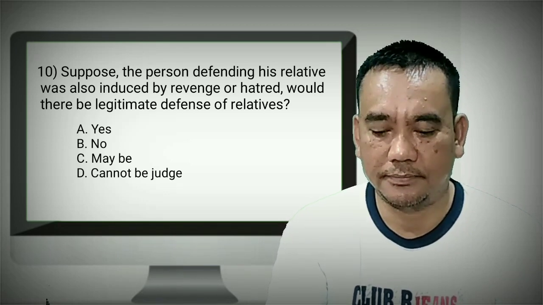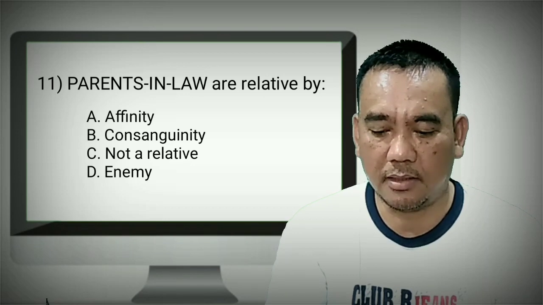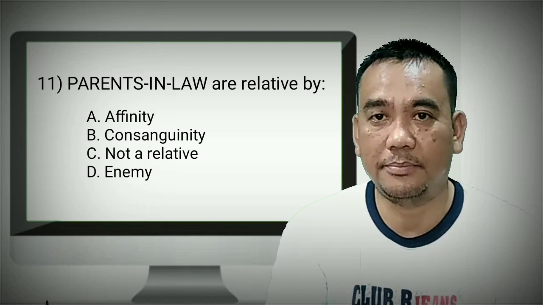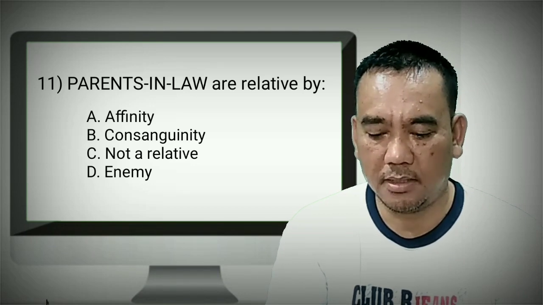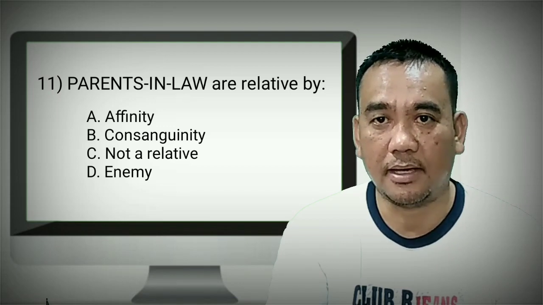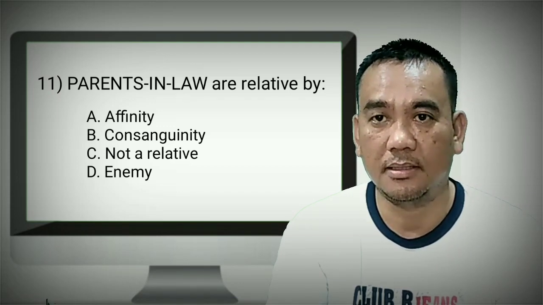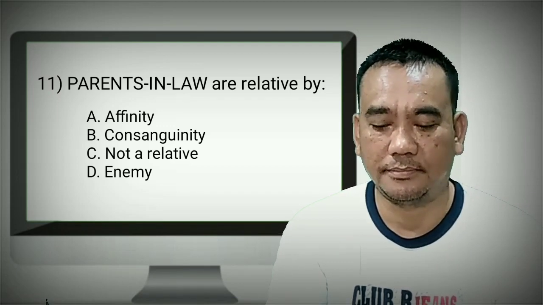Number 11. Parents-in-law are relative by A. Affinity. B. Consanguinity. C. Not a relative. Or D. Enemy.